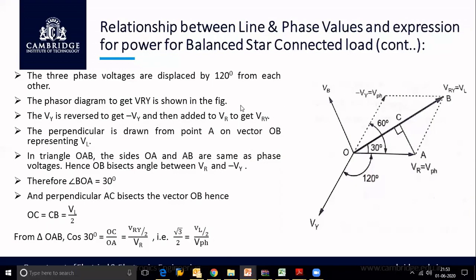Now, let us draw the phasor diagram for this. By taking the R phase voltage as the reference, we are taking the phase voltages. VR is considered as reference, VY is lagging behind VR by 120 degrees and VB is lagging behind VY by 120 degrees. Therefore, the three phase voltages VR, VY and VB are represented, which have a phase difference of 120 degrees between them. Now, let us find out what the line voltage is.